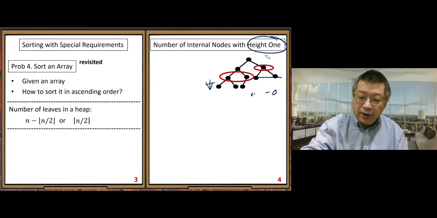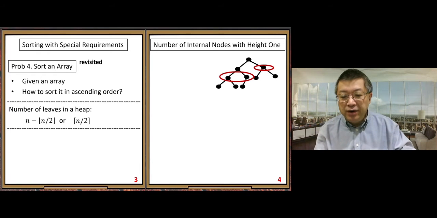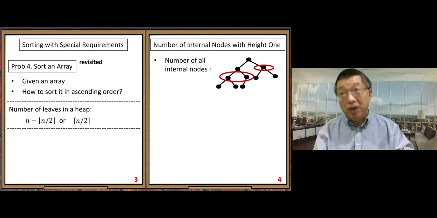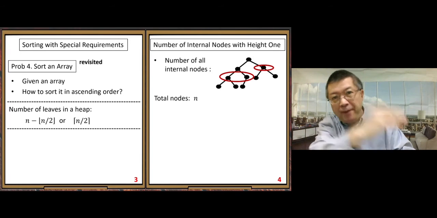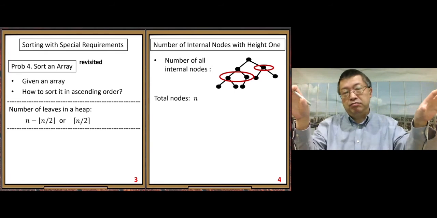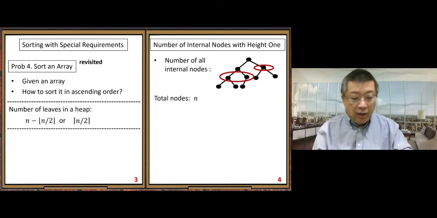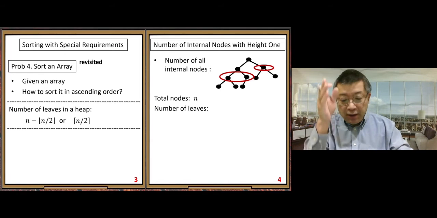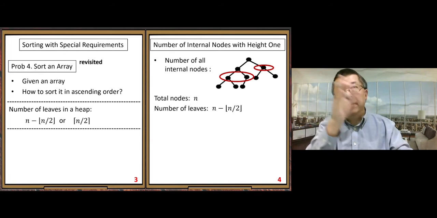All right, so now let's do our task. Find the number of internal nodes with height 1. First, let's look at the number of all internal nodes. How many internal nodes do we have in a heap? That's very simple. We start with total nodes n, the total number of nodes: internal nodes plus leaf nodes. That's the total. But the number of leaves we just calculated on the previous slide: n minus floor function of n over 2.